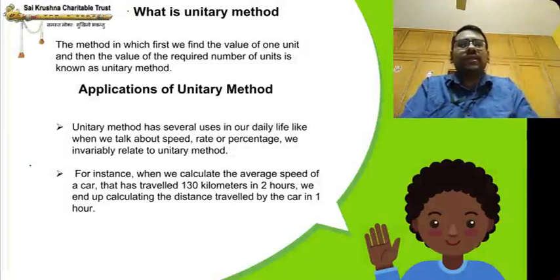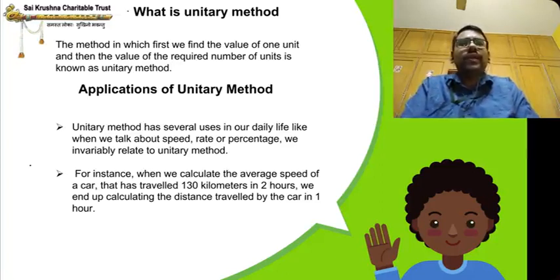The method in which first we find the value of one unit and then the value of the required number of units is known as unitary method. First, what we'll do? Find the value of one unit, then the value of the required number of units is found. That method is called unitary method. What are the applications of unitary method?